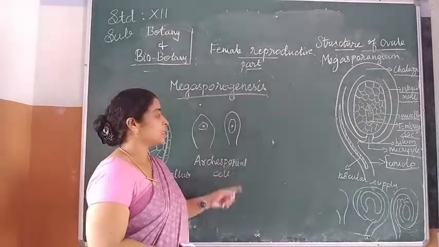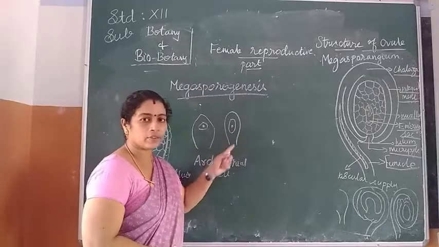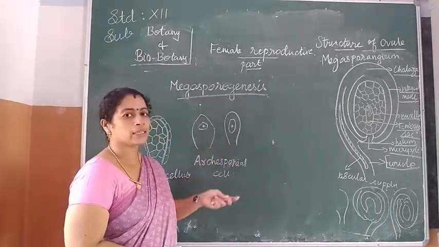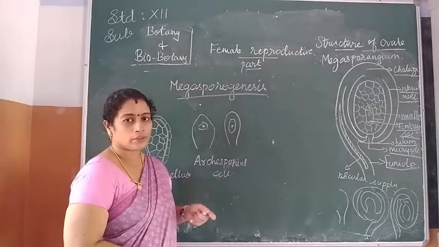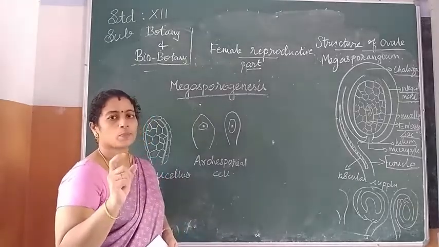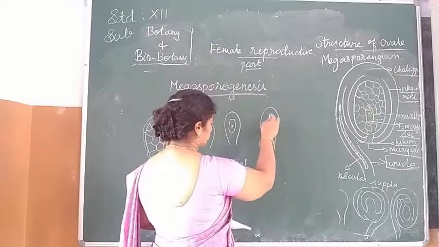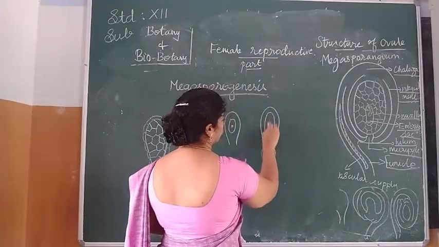Next, what happens to the cell? In some cases, this archisporial cell itself will act as the megaspore mother cell. Then, in other plants, this archisporial cell starts to divide. It will start to divide and forms four cells. That is, it will divide meiotically to form four cells.